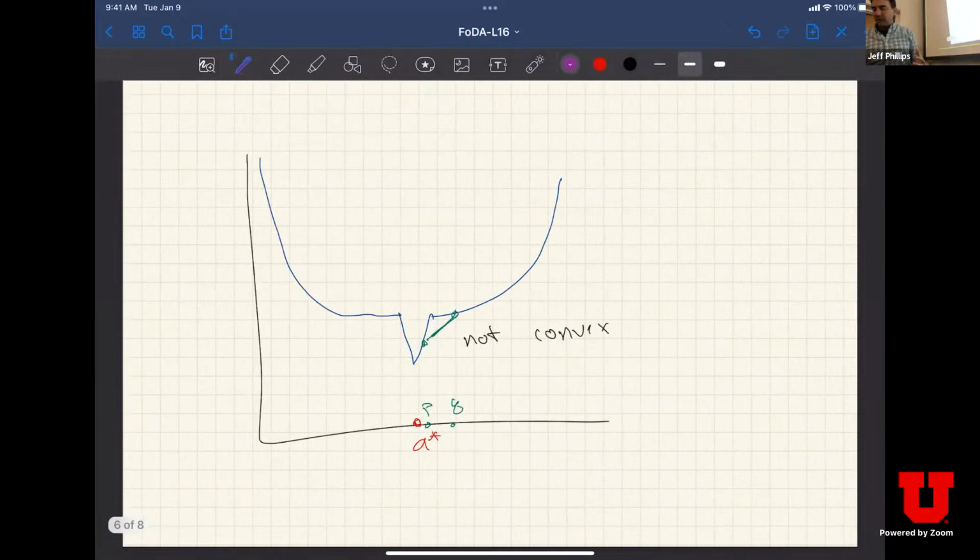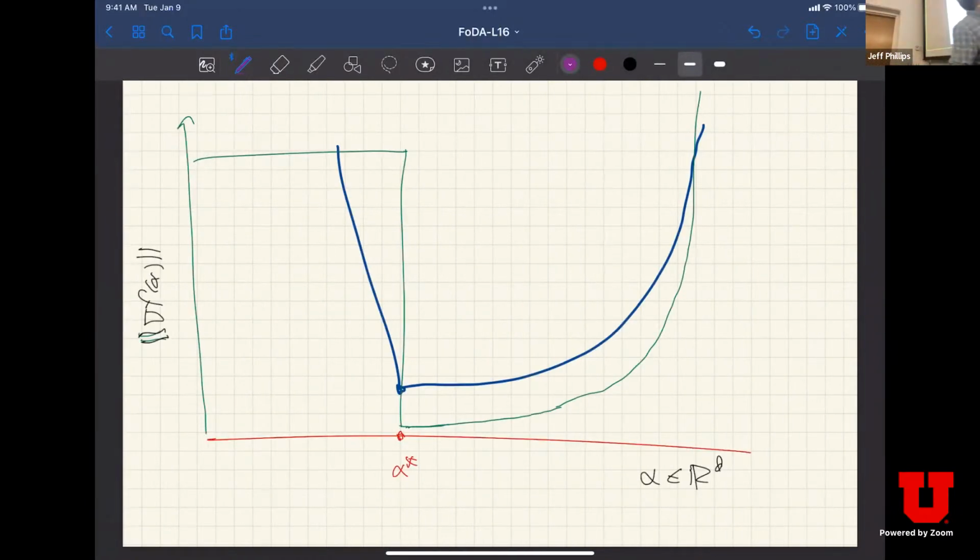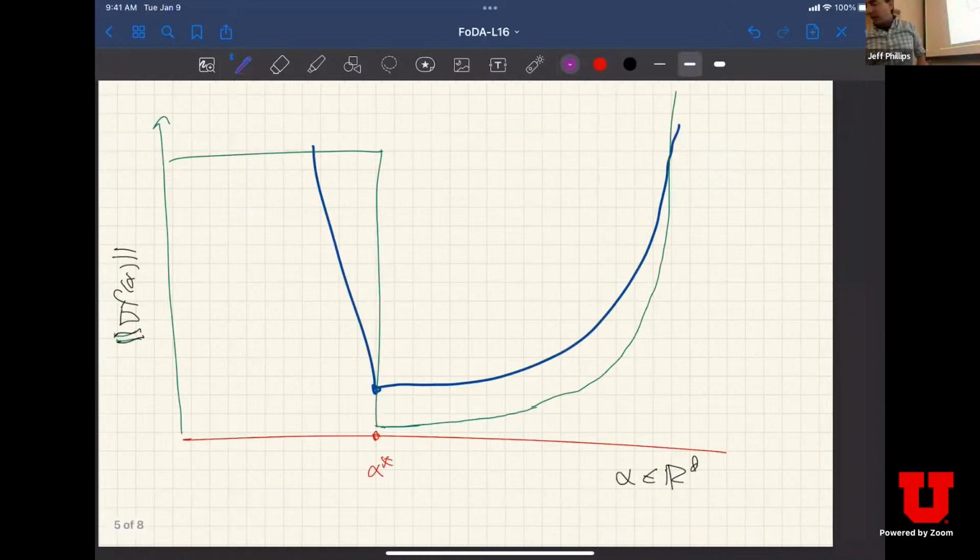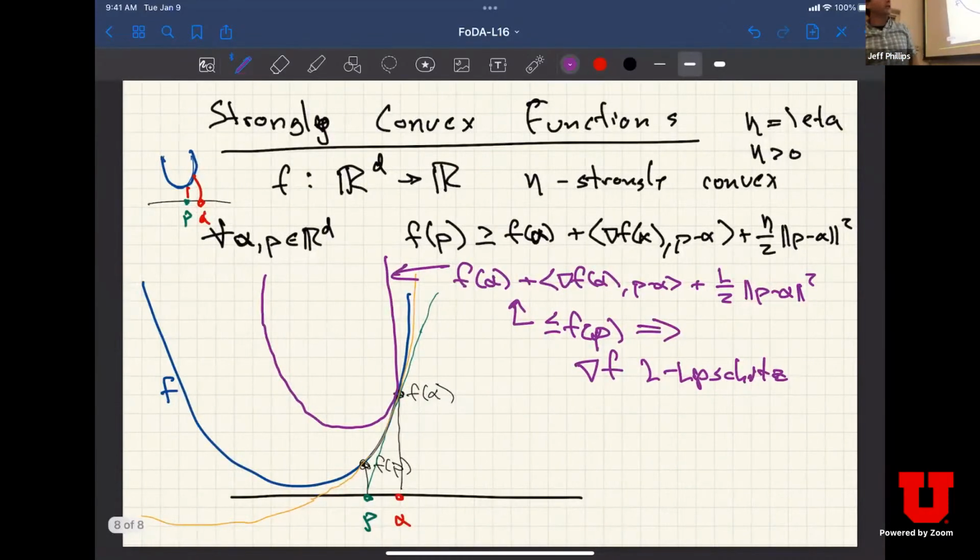Go back to this example here. I couldn't squeeze a parabola in here. That's why the gradient is not L Lipschitz. I could not fit a parabola in the sharp corner. So this means it's L Lipschitz. This was the condition I needed for the first statement about convergence. If I have an eta strongly convex function, I can now say something stronger.